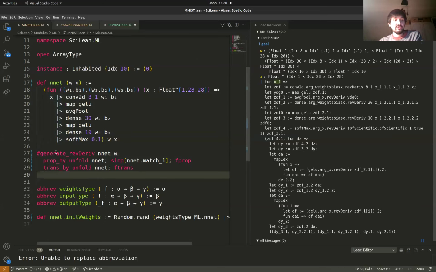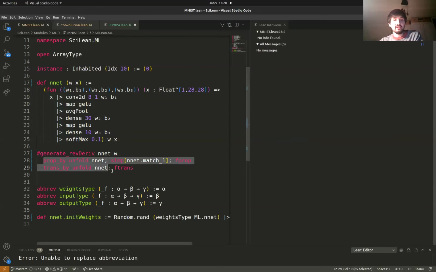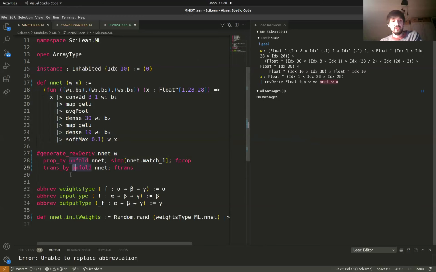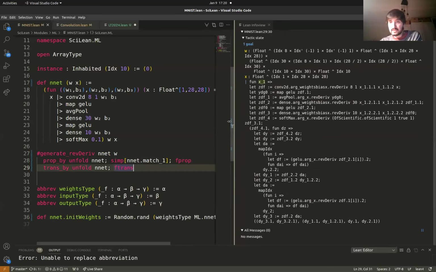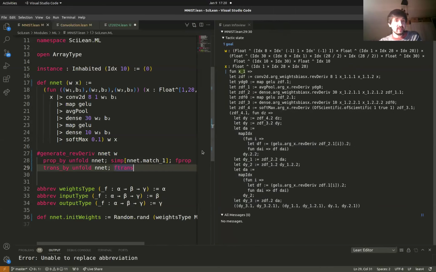With this command, I just generate the first. Here, I prove that this function is actually differentiable in the argument W. And here I just compute the derivative of the neural network using FTrans. And what is nice, I'll try to convince you that it's actually doing backpropagation, which is the main algorithm to compute derivatives.